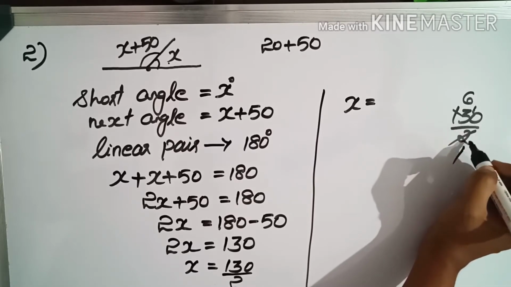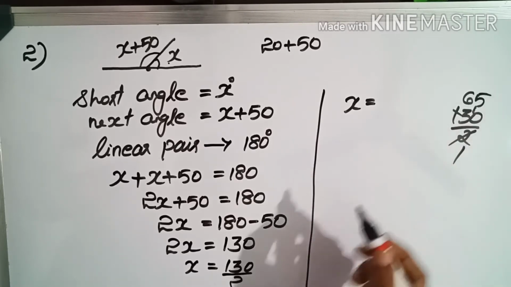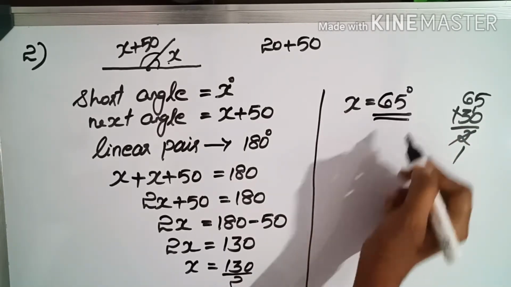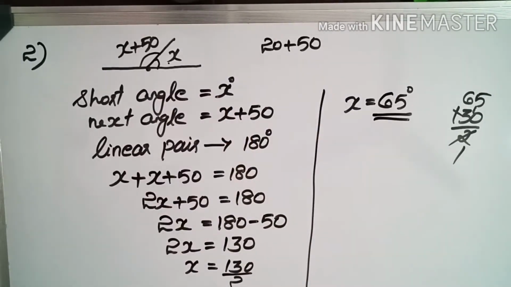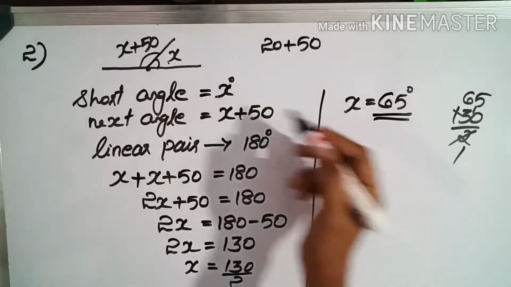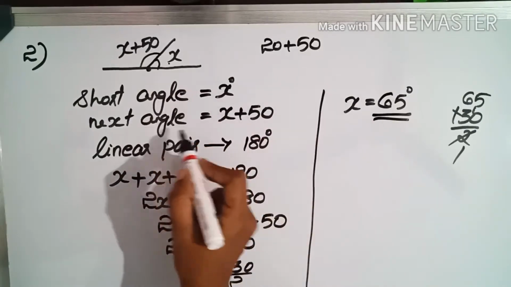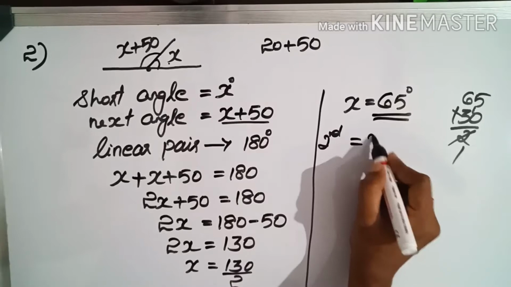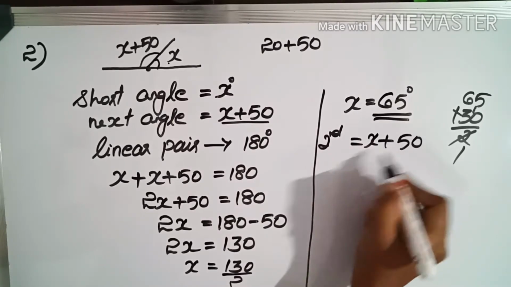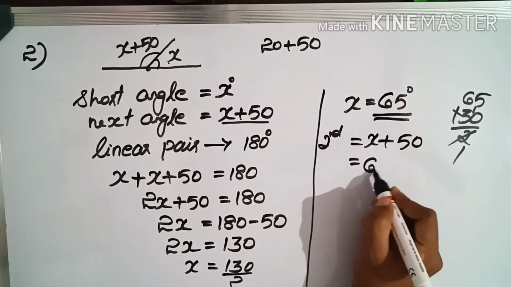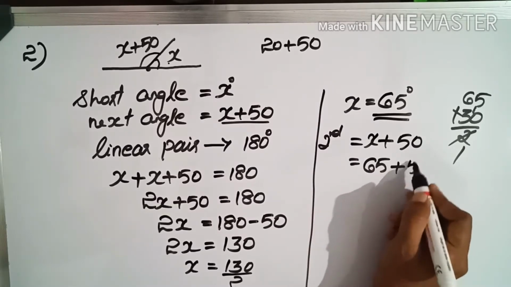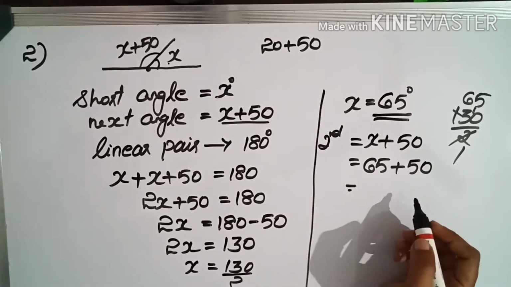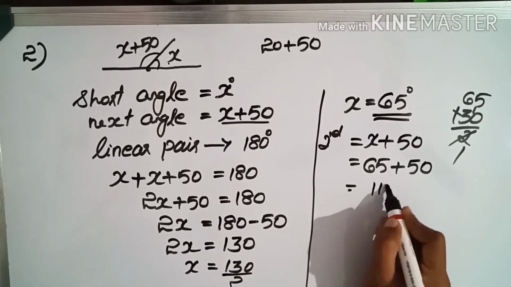So it will be 10. In 10 how many 2's? 5 2's are there. So 65. So x equals 65 degrees. That means the small angle is 65 degrees. Then the next angle, the second angle, will be equal to x plus 50. x we got as 65, so 65 plus 50. What is 65 plus 50? It is 115 degrees.